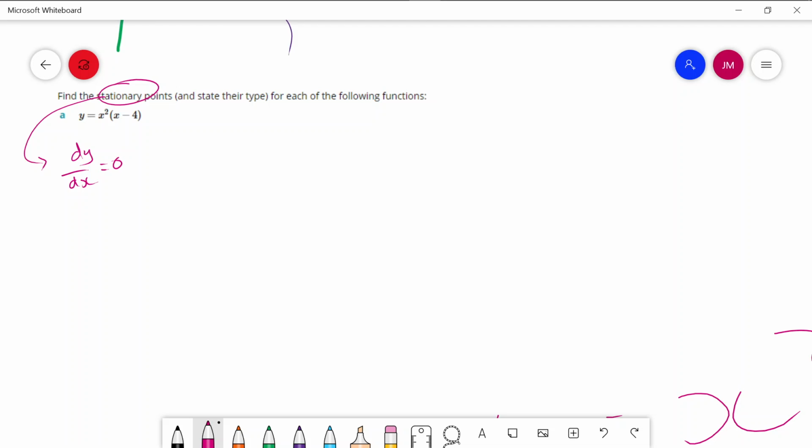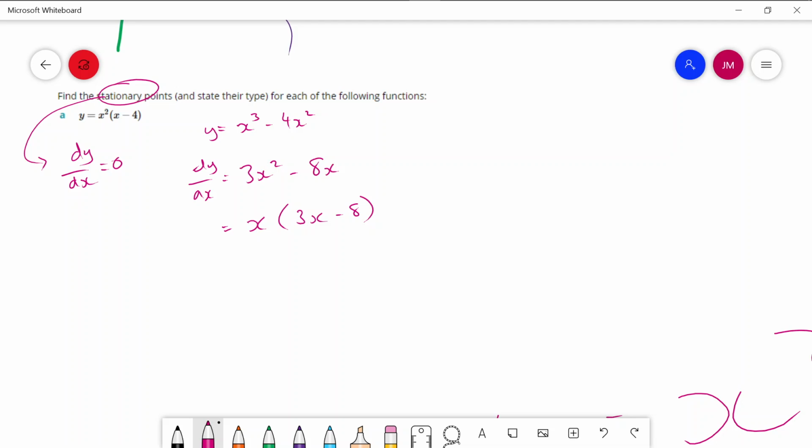So x squared, so I'm going to expand this out, x cubed minus 4x squared, so dy/dx would equal 3x squared minus 8x. And so we can factorize that again. So let's take x out the front, we get x times (3x minus 8).